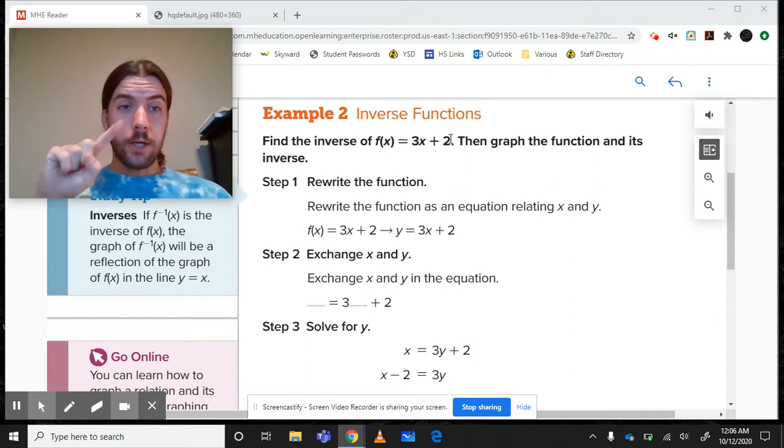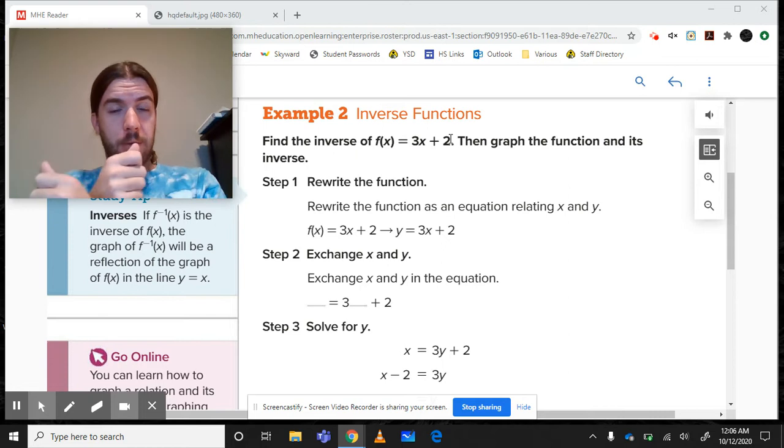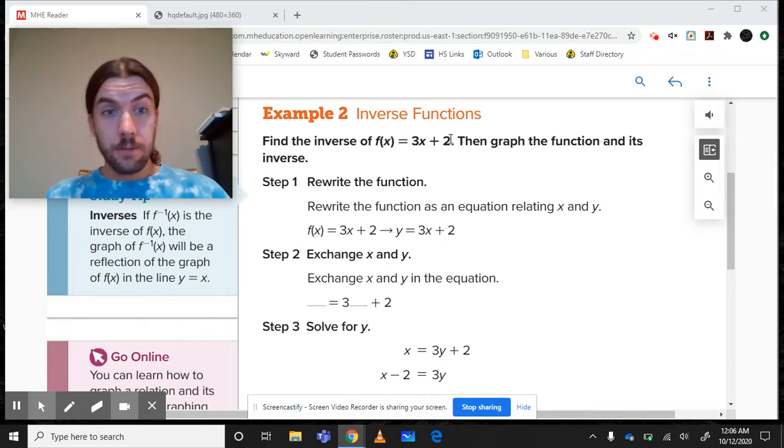Now the way that you do it is this is all you have to do. You take your y and your x in the equation and you flip them. You put them in the opposite spots. And then that's it, basically. Maybe a little bit more than that, but that's basically it. So let's see how that plays out.